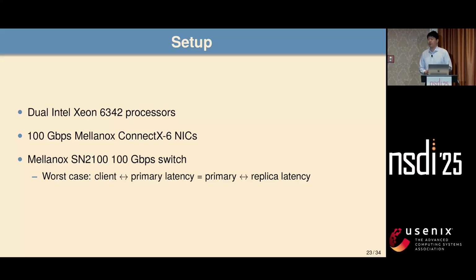For the setup, we use dual Intel Xeon processors with a 100 gig Mellanox ConnectX-6 NIC. All nodes are connected to the same 100 gig switch, and this represents the worst case scenario because the latency between primary and replica is identical to the latency between primary and client.